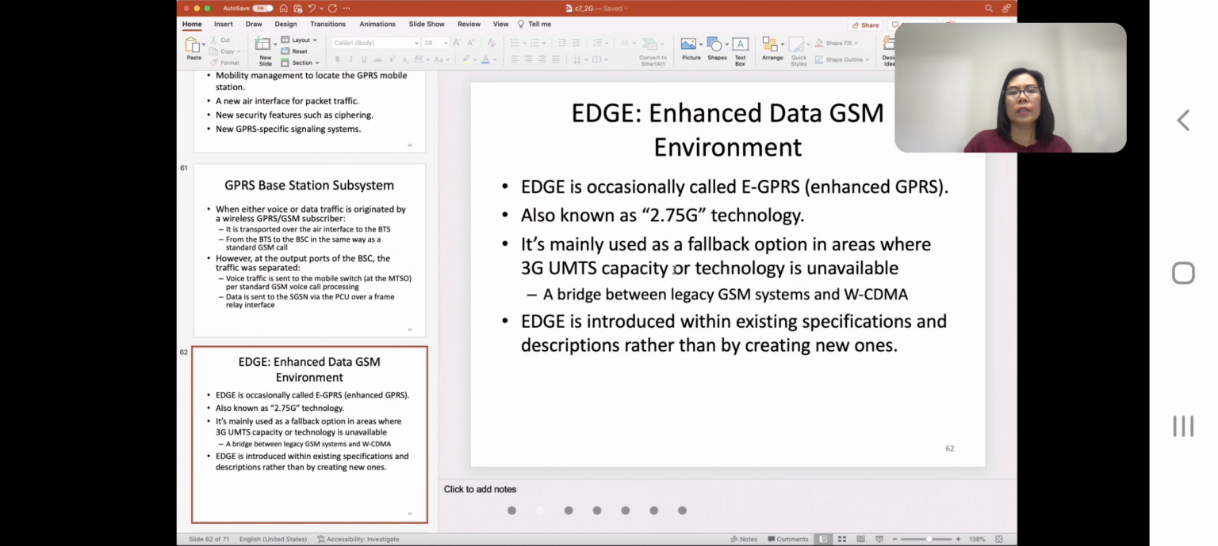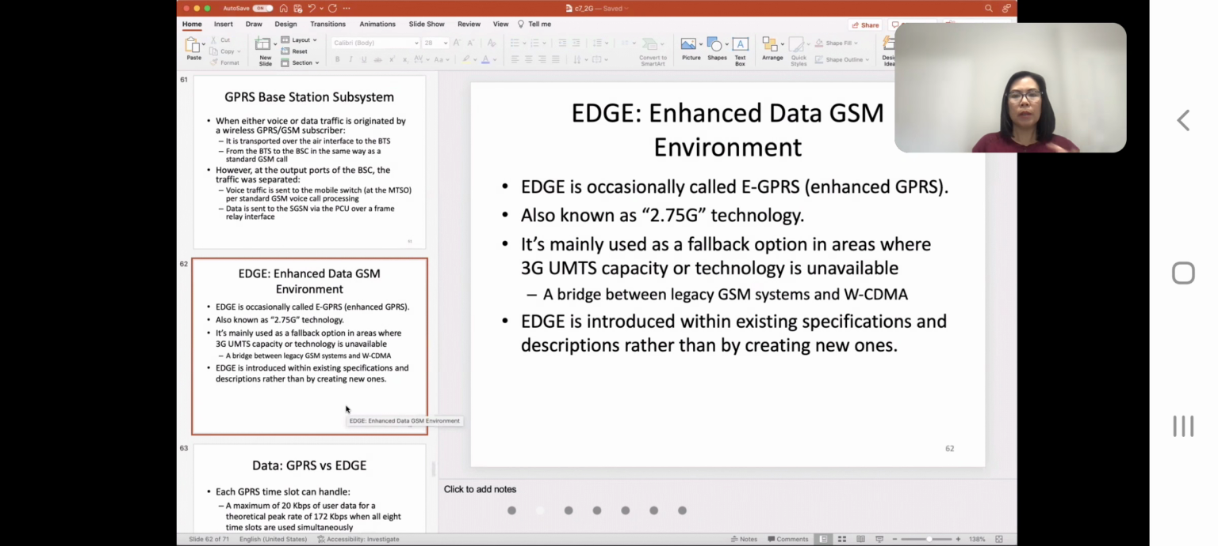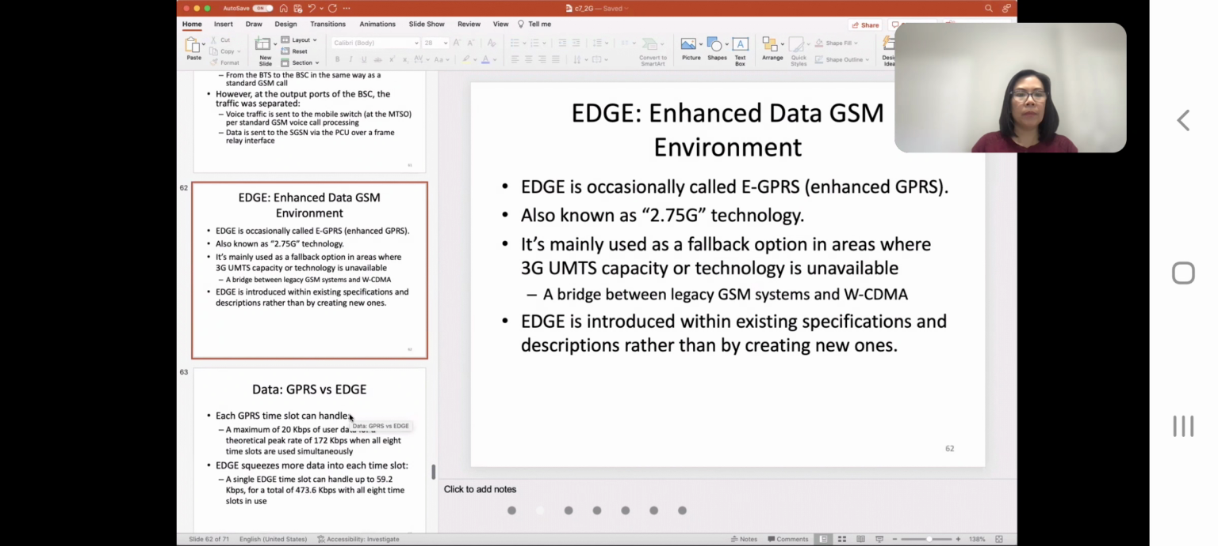Now, these days there are not many 2G networks, so usually it's used as a fallback option where 3G networks cannot be implemented. And again, EDGE is introduced into the existing GSM and GPRS network rather than creating a new one, right? GPRS was a new component added to a GSM network, but EDGE was built upon GPRS. So don't forget that EDGE was built upon GPRS.